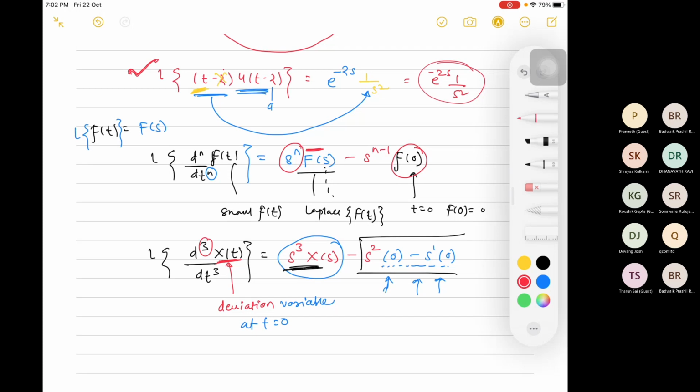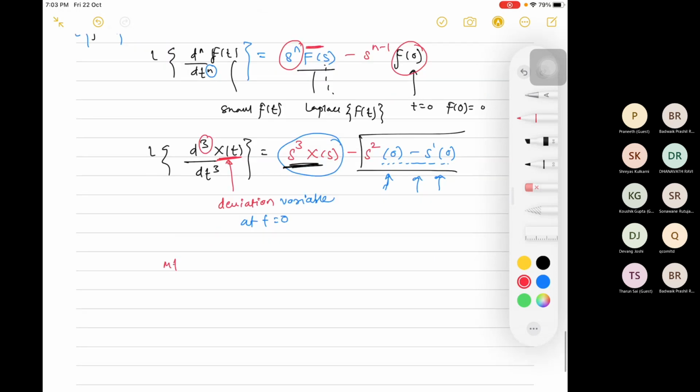So I'll move on to. Is there anyone here who is having a problem with small x of t, capital X of t, capital X of s, and different types of input? Okay, inputs will come.